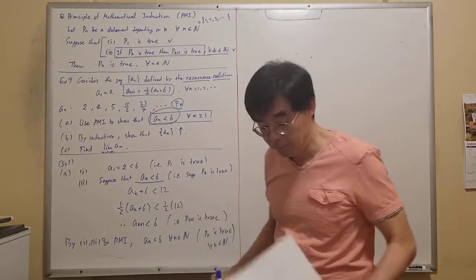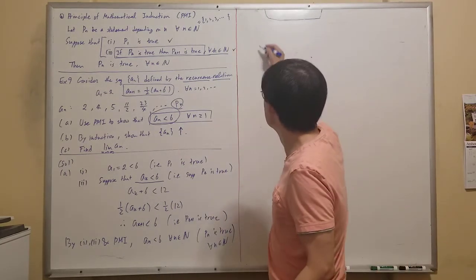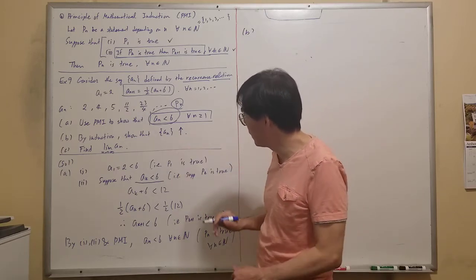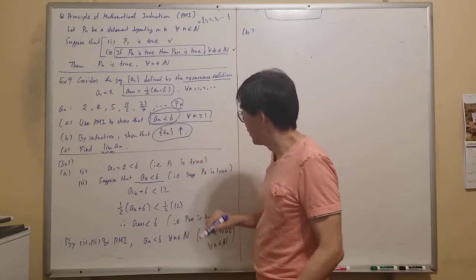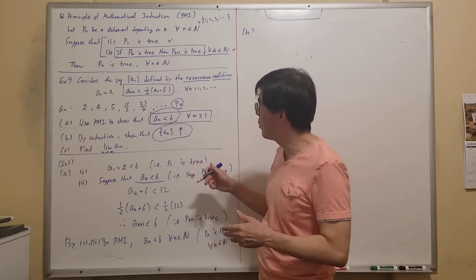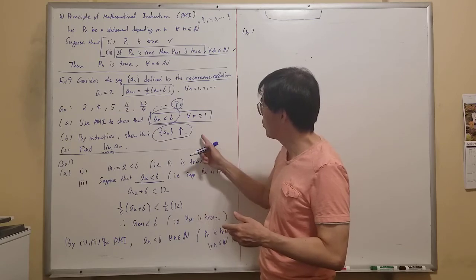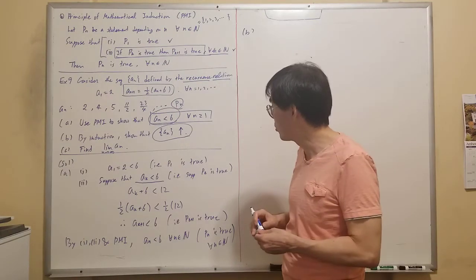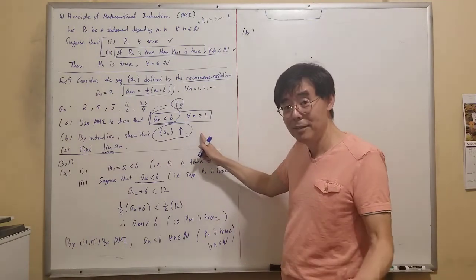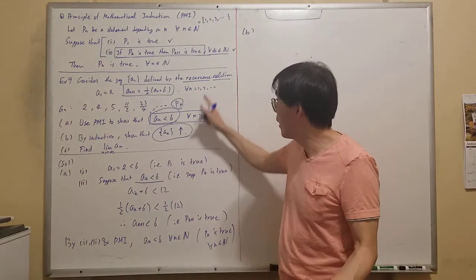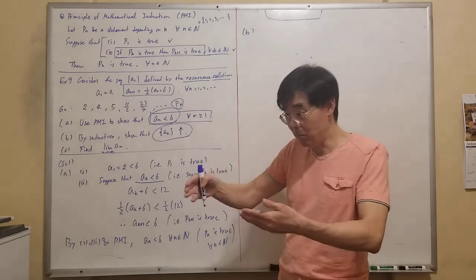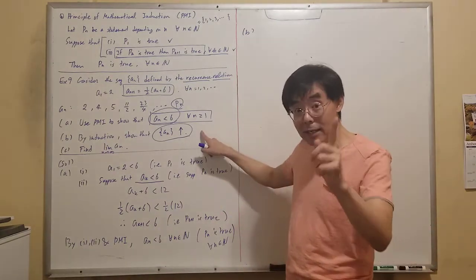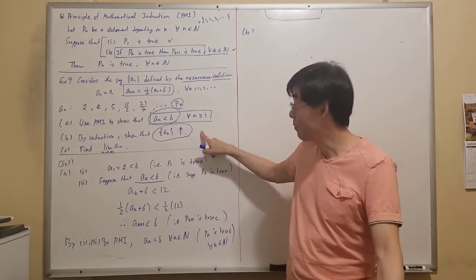Let's do the next one, B. Okay, now this one is slightly different. We want to show that an is increasing. We want to write this as some kind of Pn structure, nth statement structure. Well, how do we apply PMI? Then we have to write this as a bunch of statements: P1, P2, P3, P4. Well, that's why you learn the new definition of increasing function.